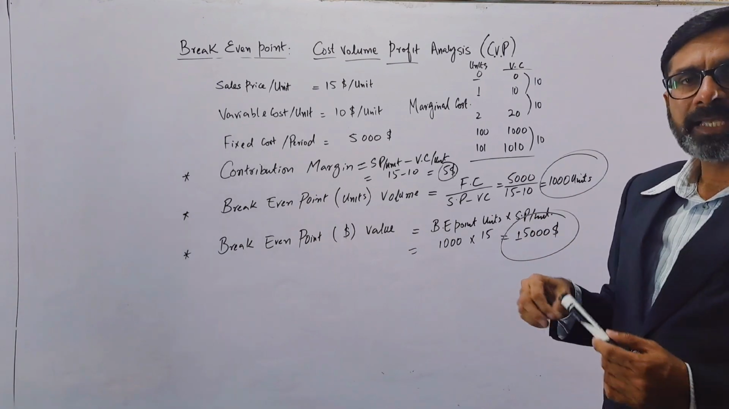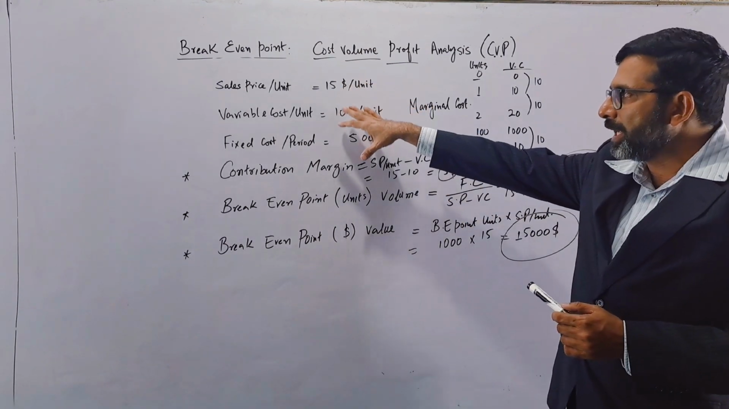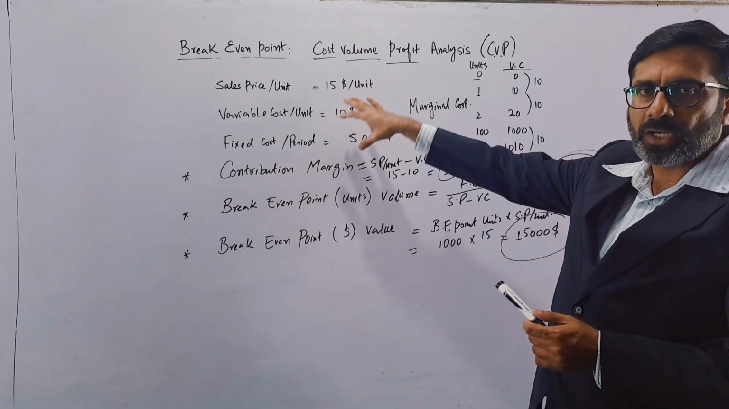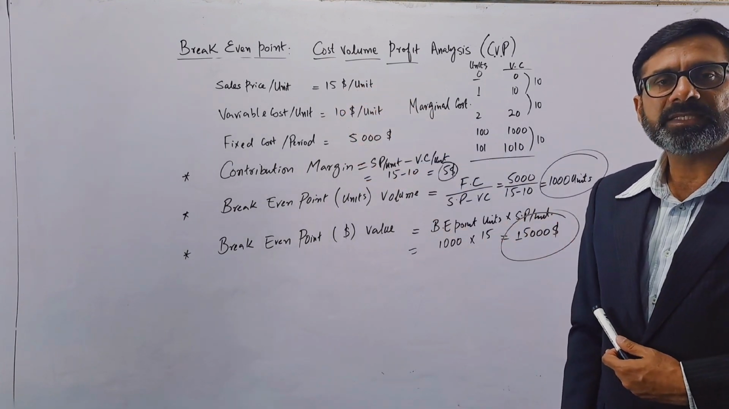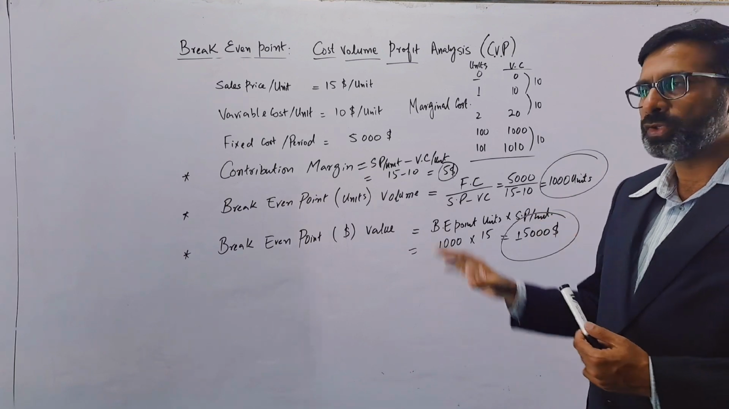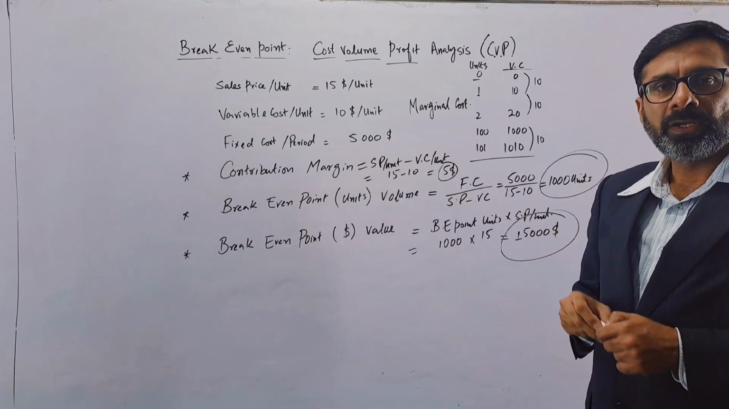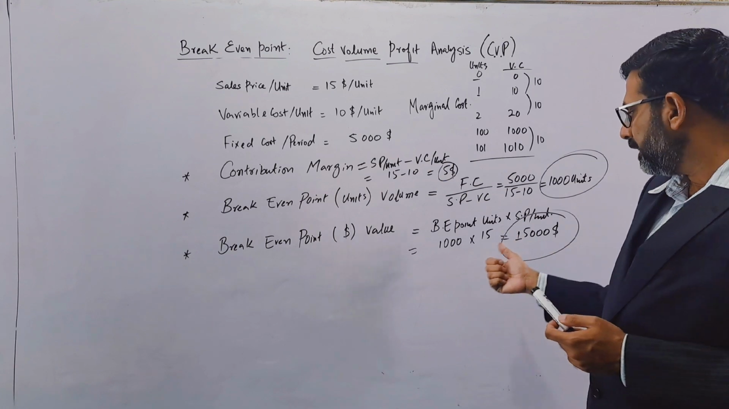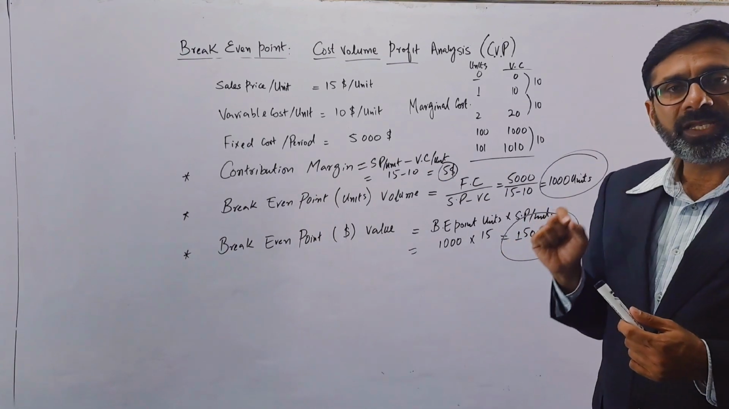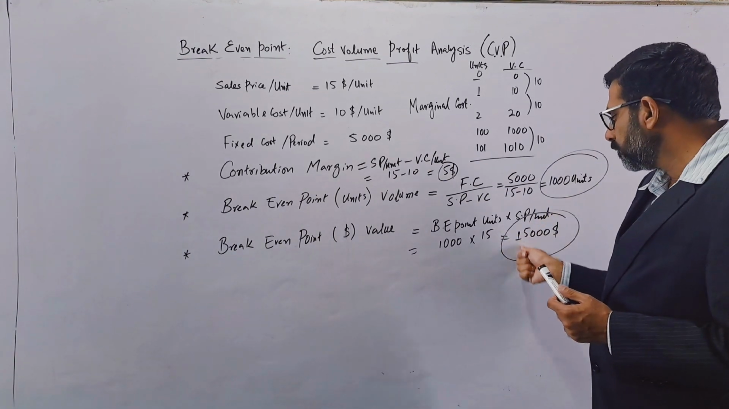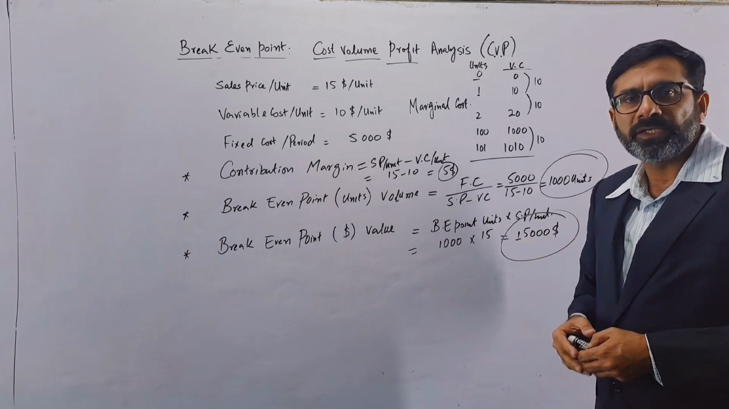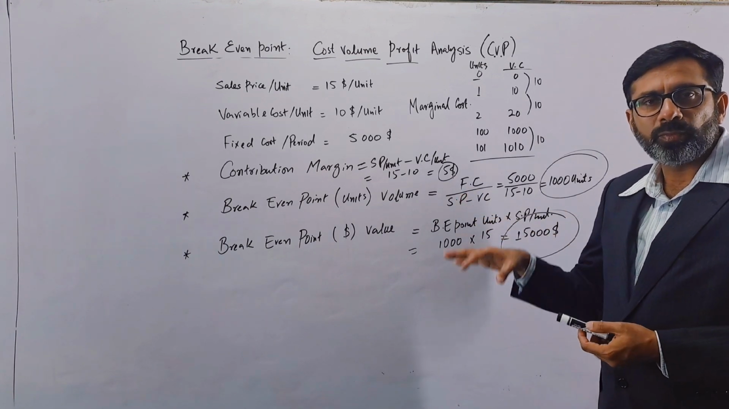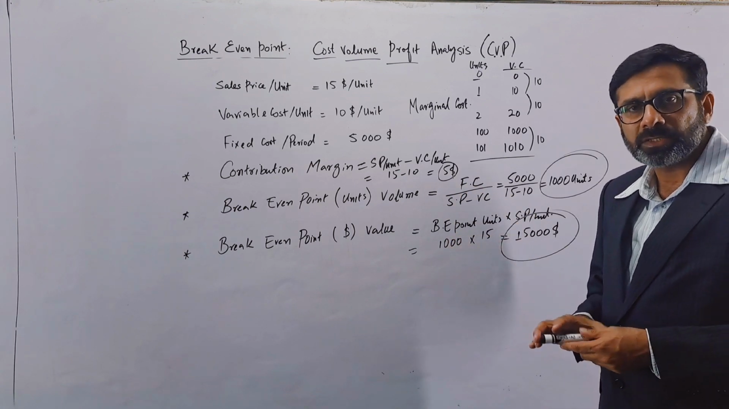It means they sell at the specific price, at the specific variable cost, at the specific fixed cost. In the current circumstances, if they sell 1,000 units, they will achieve the break-even point. Or if they sell $15,000, meaning the total value of the sales is $15,000, again they are achieving the break-even point, which is a no profit, no loss situation.